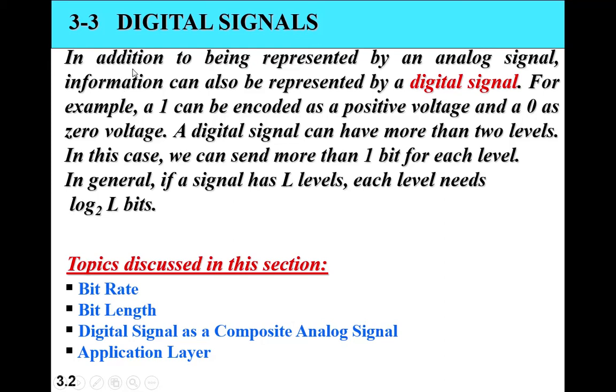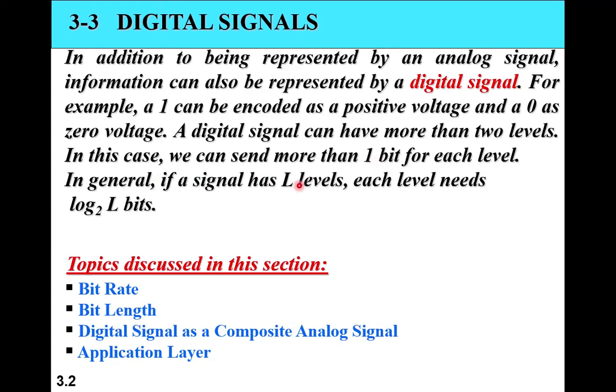In addition to being represented by an analog signal, the information can be represented by a digital signal. For example, a 1 can be encoded as positive voltage and 0 as 0 voltage. A digital signal can have more than 2 levels, but these are discrete levels. In this case, we can send more than 1 bit for each level.